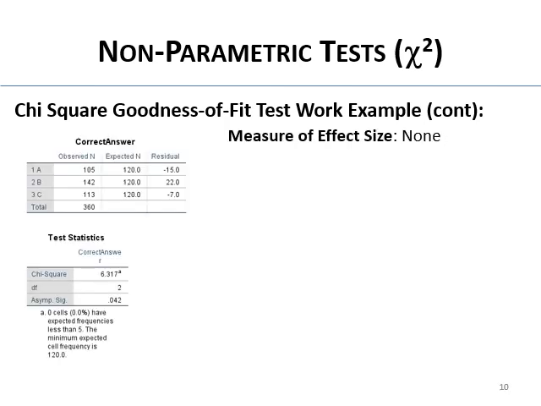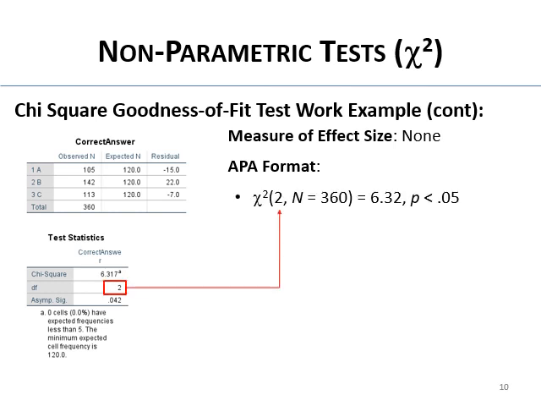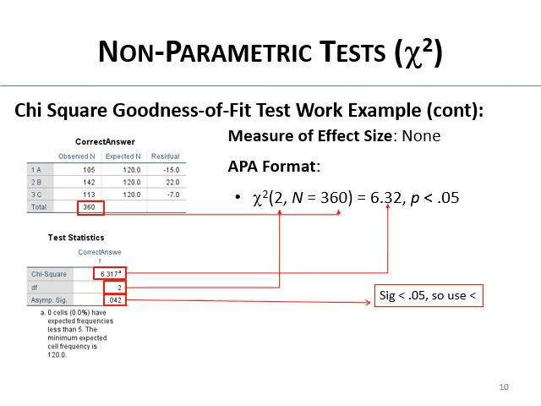So here's those same things, correct answer and your test statistics. There is no measure of effect size, so we just have to figure out our APA format. There it is, all filled out in pretty. 2 is our degrees of freedom, 360 is our N, our chi-square is 6.32, and because our sig value is less than 0.05, we put p less than 0.05. And that's it. That's the chi-square goodness of fit test.